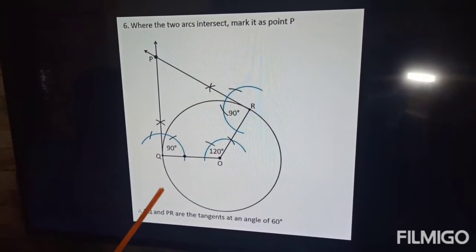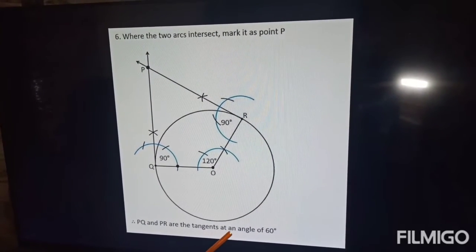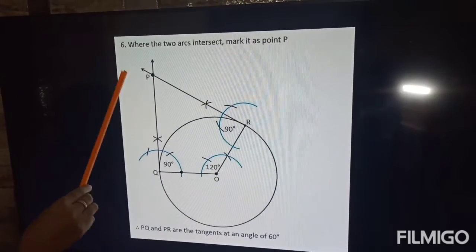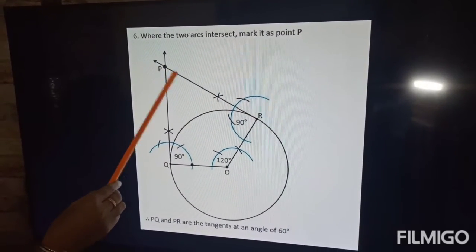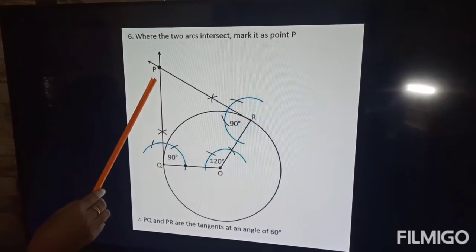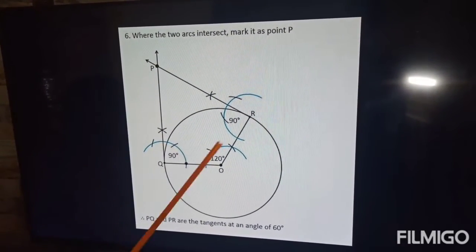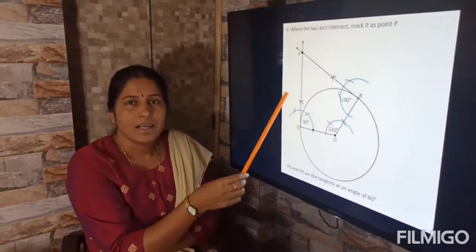These two, PQ and PR, are the required tangents at an angle of 60 degree. Between these two tangents it will be 60 degree. Two tangents inclined at the angle 60 degree. Okay, now we got the tangents. It's very simple. Understood, no?